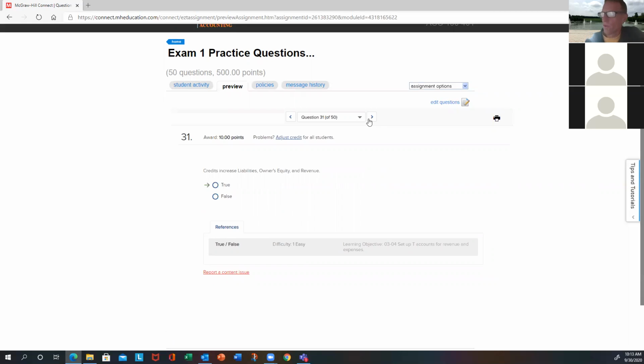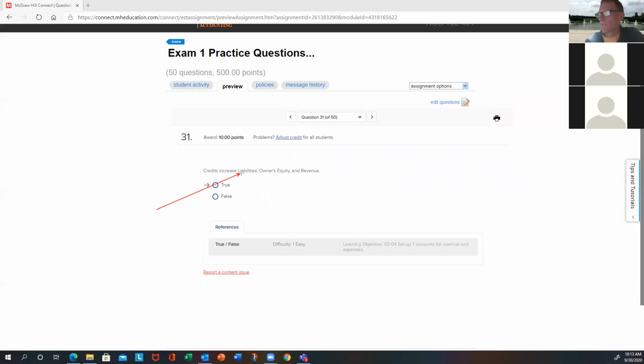Here's just a true false statement. I got some more of these, but this is just pertaining to credits. Let me get my arrow on. It says credits increase liabilities, owner's equity, and revenue. And of course, they're just asking, is that true or false? If you get a question like that, and there could be more choices if it's multiple choice, just go back and look at your rules for debits and credits. And if you look at the liabilities, they increase with credits.